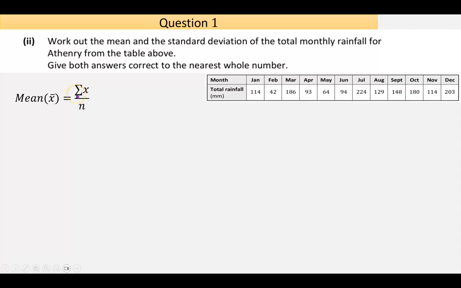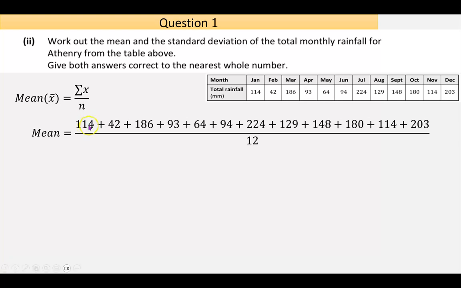And sigma just means add. X is your data. So add all your data, divide by the number of data points. Once I start doing that, I'm just literally adding all the numbers. There are 12 numbers and I'm dividing by 12. That's what this formula is effectively saying. Now you can learn off the formula for mean in words and just do what it's asking. This is just the mathematical language.